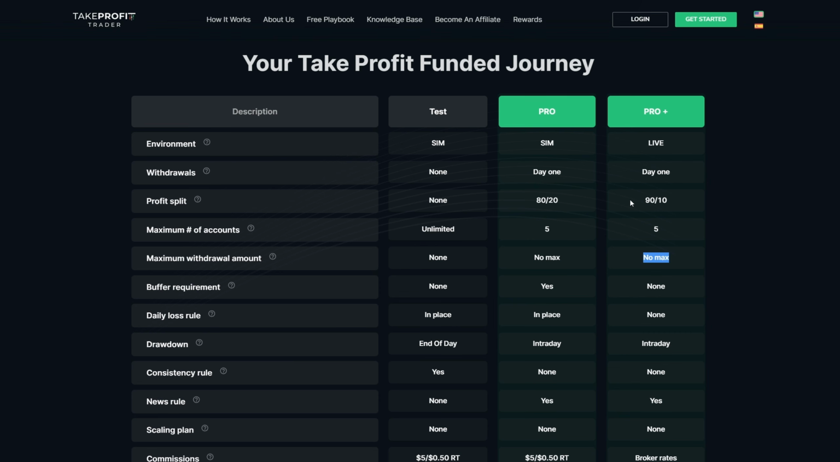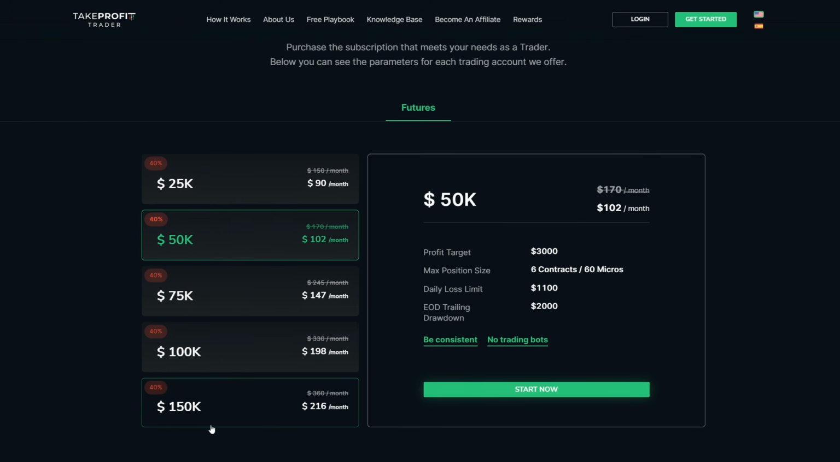Now, let's talk about the final pro out there, and that's going to be the scaling plan. There is no scaling plan on any of the accounts. So what that means is right off the rip, let's say you want to trade the 50K account. Right off the rip, we can trade 6 E-mini contracts or 60 micros. Right off the rip, there is no scaling. You can trade max size from day one if you desire to do so.